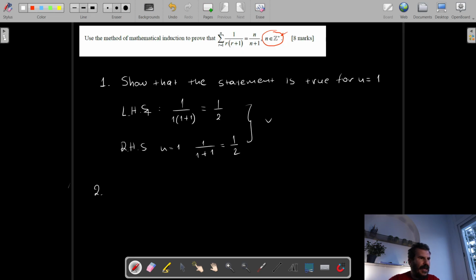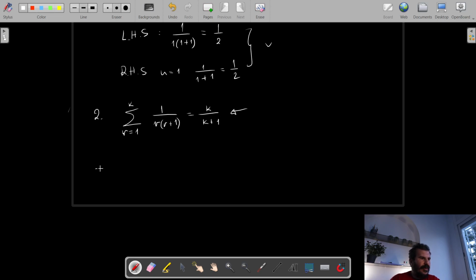I'm going further down. Now, what's the second part? The second part here is that you will assume that this is true for r equals 1 up to k. So now, immediately, my expression on the right hand side, k over k plus 1, is going to be true. Now this is something that I will use further down. Now I will go and prove the statement for n equals k plus 1.